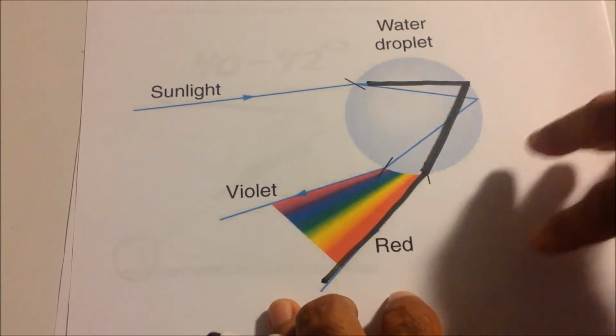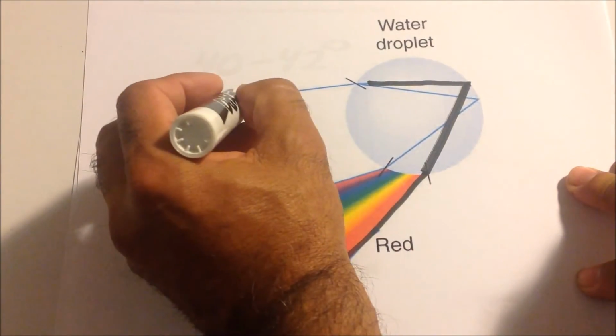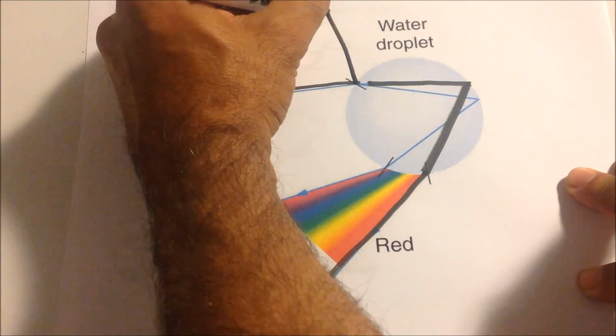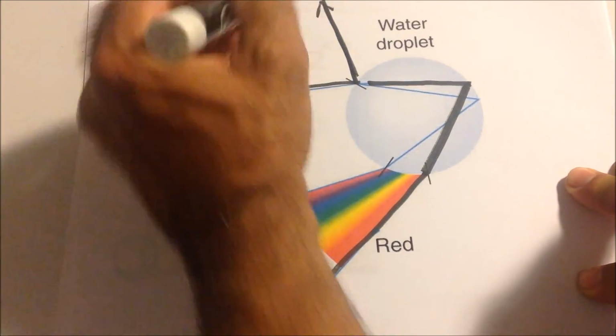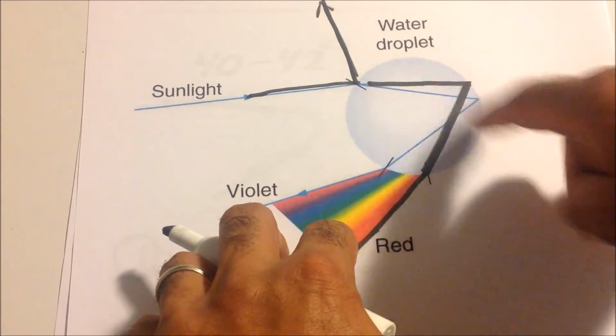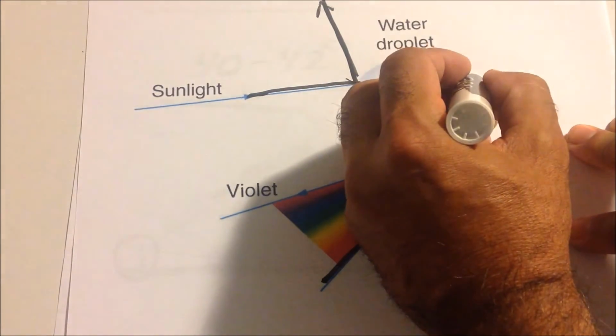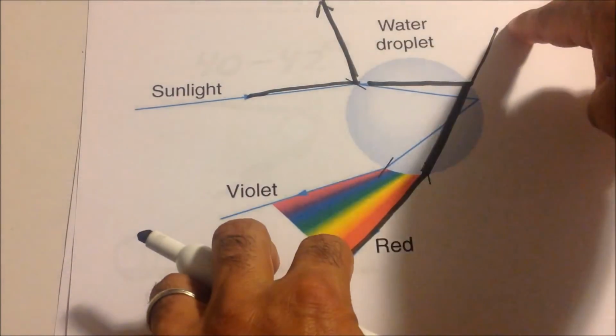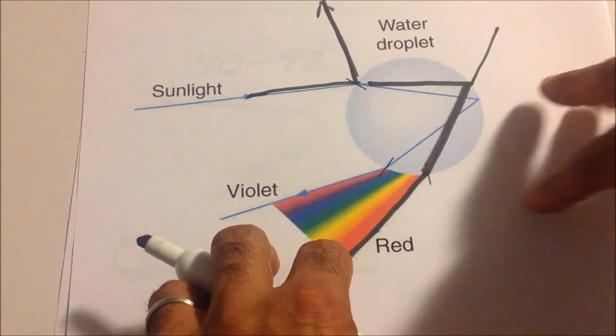Now, just to know that not all the light is going in here. Some light's going to be actually reflected. So only some of the light is going in. And then when it hits here, some of the light is actually going to be reflected again. It's going to come out. So not all the light's coming in.